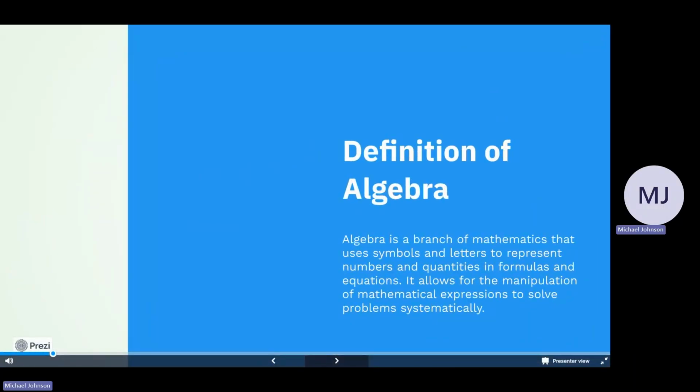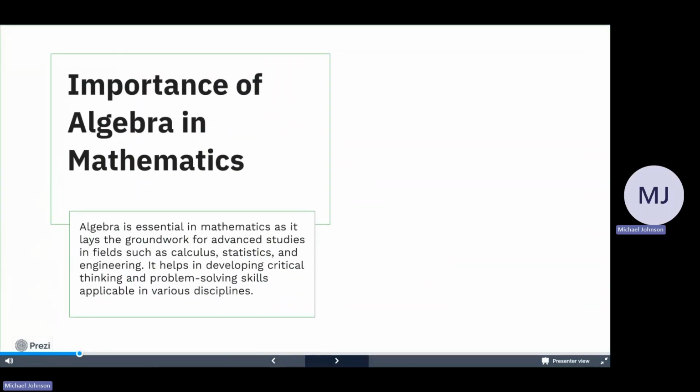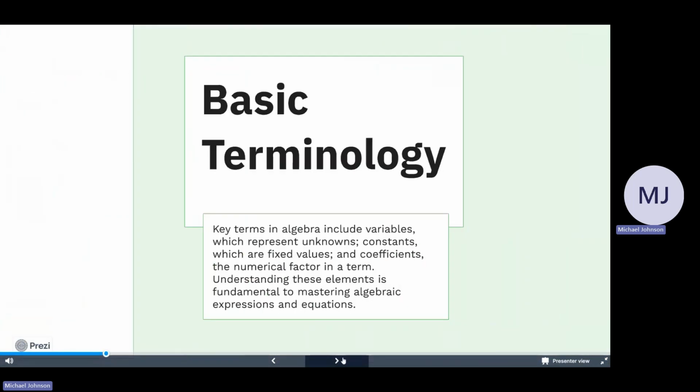Algebra is a branch of mathematics that uses symbols and letters to represent numbers, quantities, formulas, and equations. It allows for the manipulation of mathematical expressions to solve problems systematically. Algebra is essential in mathematics as it lays the groundwork for advanced studies in fields such as calculus, statistics, and engineering. It helps in developing critical thinking and problem-solving skills applicable in various disciplines.